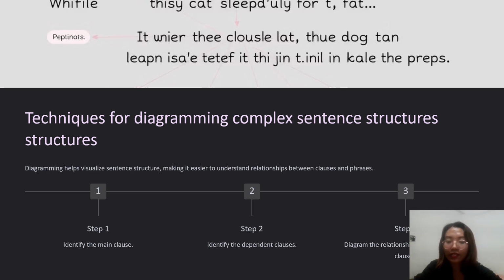So step 2 will be to identify the dependent clause. A dependent clause is also known as a subordinate clause. It adds extra information, but it cannot stand alone as a sentence. It often starts with subordinating conjunctions, like I told you in the previous video, words like because, if, when, although, or relative pronouns like who, which, that.